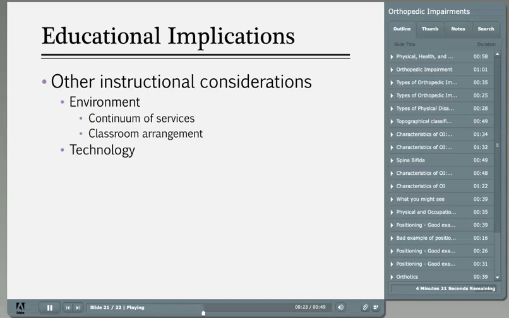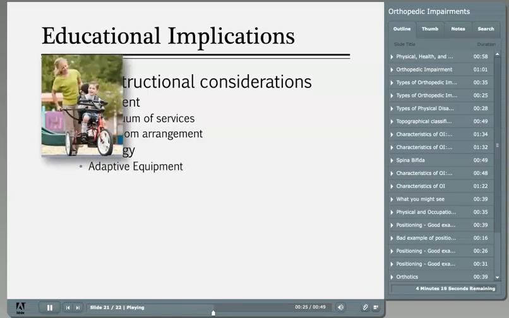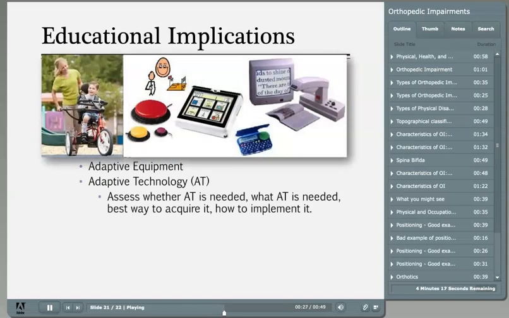Technology implications include considering the use of adaptive equipment and assistive technology. It is important to start by assessing whether instructional technology can support student learning, whether through physical comfort, communication, or direct learning. We should also assess the best way to acquire the needed technology and ensure students know how to use their adaptive equipment or assistive technology.